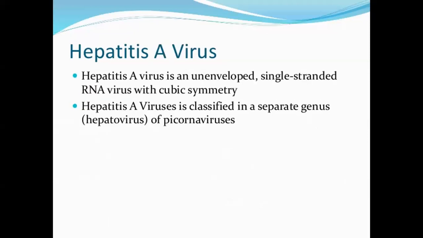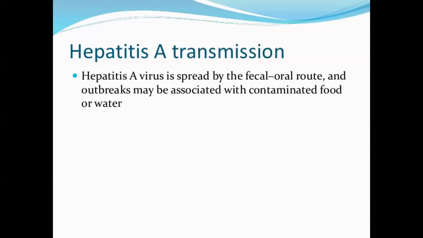So first of all, we go to the hepatitis A virus. What is hepatitis A virus? It's an unenveloped single-strand RNA virus with cubic symmetry. Hepatitis A virus is classified in a separate genus, hepatovirus, of the picornavirus family. How does it transmit? It is spread by the fecal-oral route, and outbreaks may be associated with contaminated food or water.